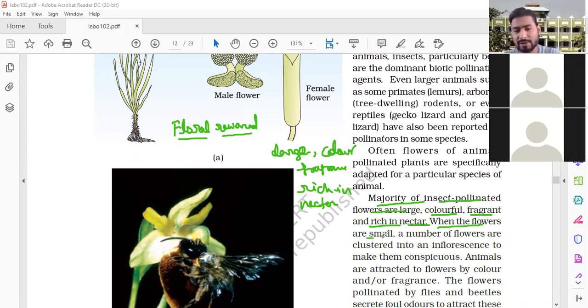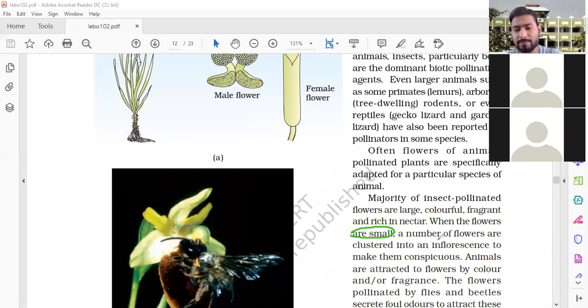So it is given that when the flowers are small, a number of flowers are clustered into an inflorescence to make them conspicuous. Suppose that flower is this small, a number of flowers are clustered into an inflorescence. In the inflorescence, they have a number of flowers. So a number of flowers are clustered into an inflorescence to make them conspicuous. Is it okay to all of you?